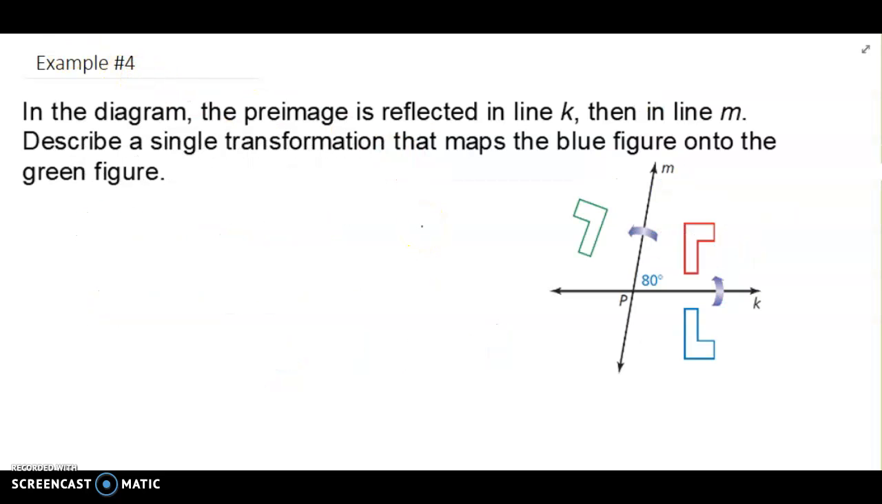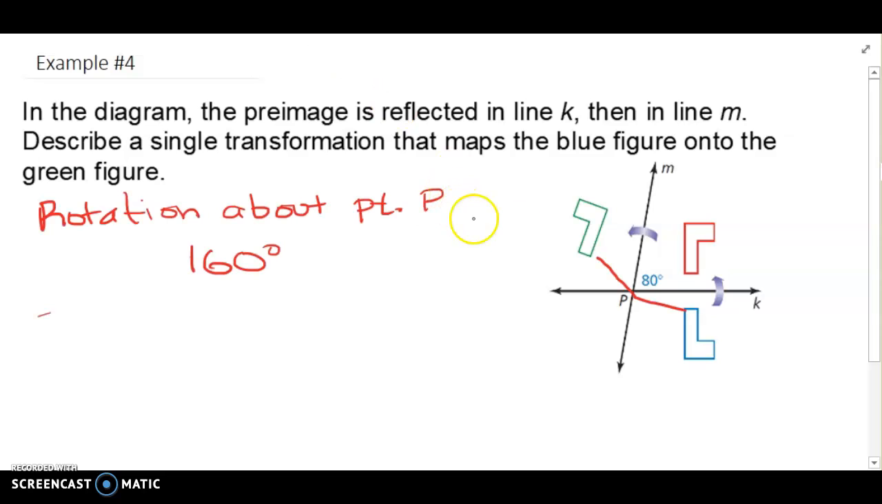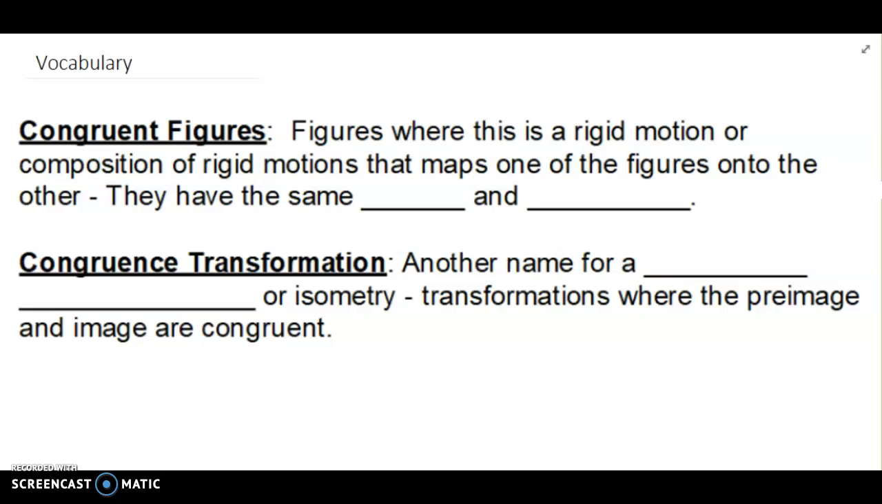All right, go ahead and do this one on your own. It's very, very similar to the one we just did. All right, you should have got that it is a rotation about point P that's double this. So from here to here would be 160 degrees.